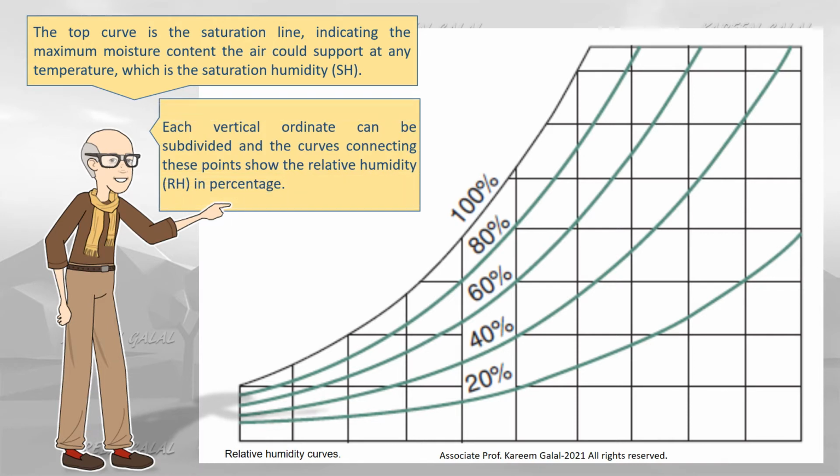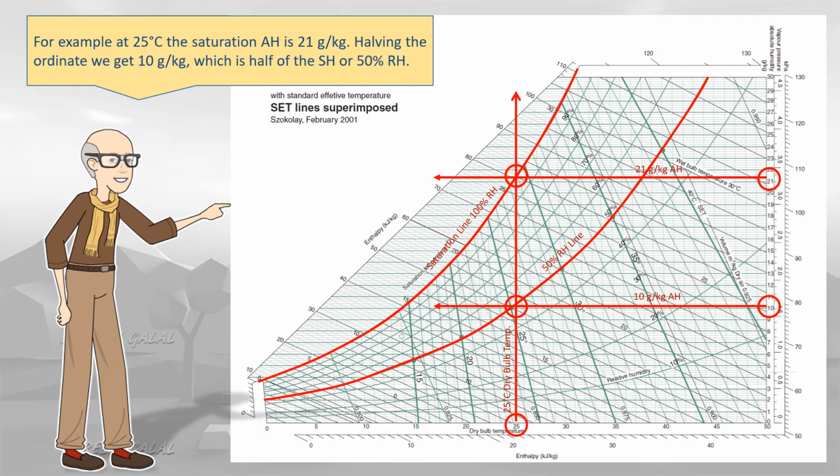Each vertical ordinate can be subdivided, and the curves connecting these points show the relative humidity, RH, in percentage. For example, at 25 degrees Celsius the saturation A is 21 g/kg. Having the ordinate, we get 10 g/kg, which is half of the SH, or 50% RH.